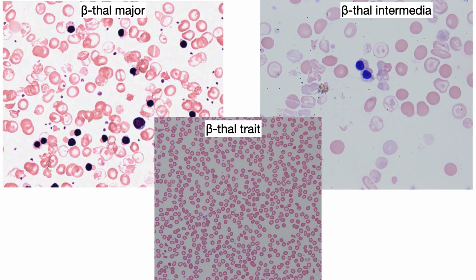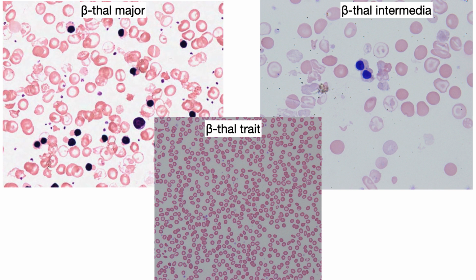So here's 3 examples of beta thalassemia: major to the top left, intermediate to the right, and beta thal trait there. Now I'm not putting these up there with the idea that you can identify it from it, because you can see anisopoikilocytosis and other things as well. But this just gives you an idea of the severity of them, and you can see the red blood cell size becomes a little bit more regular from major to intermediate to trait.